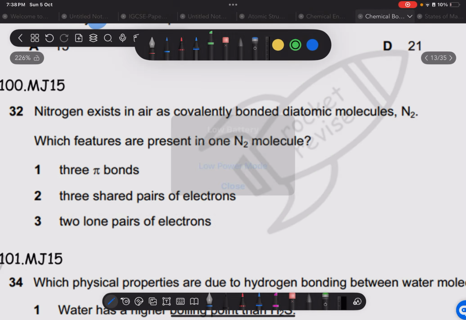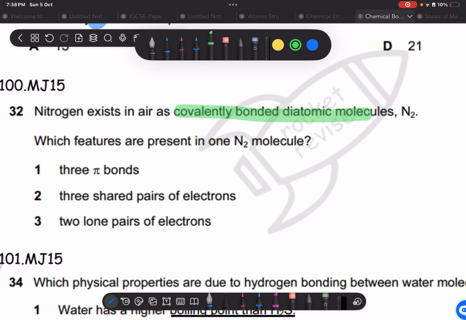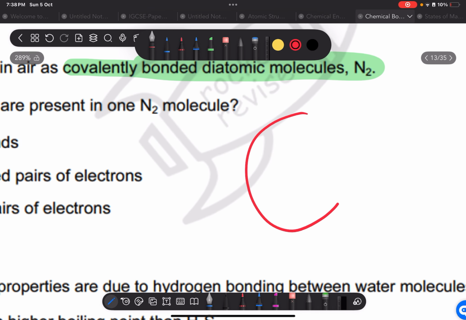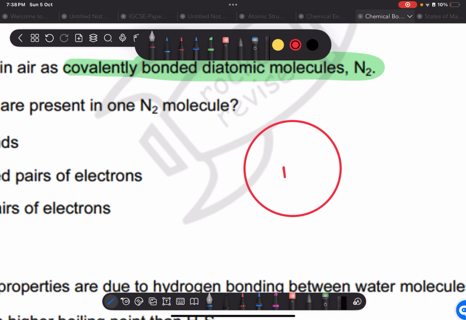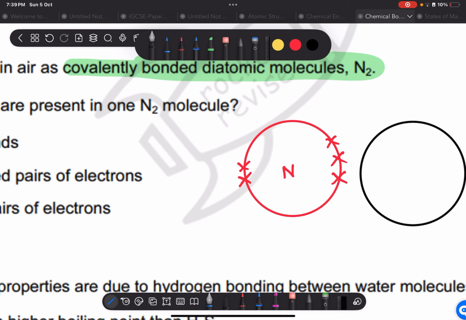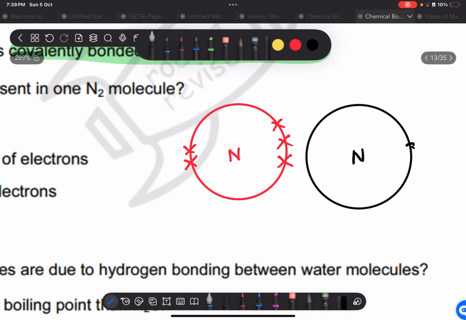Nitrogen exists in air as covalently bonded diatomic molecules. Okay, nitrogen has a diatomic molecule. Which features are present in an N2 molecule? Let's draw it. This is one nitrogen. It should have how many electrons? It should have 1, 2, 3, 4, and 5 electrons. And the second nitrogen, let's make it in a circle. This is the second nitrogen. It's also going to have 5 electrons: 1, 2, 3, 4, and 5.